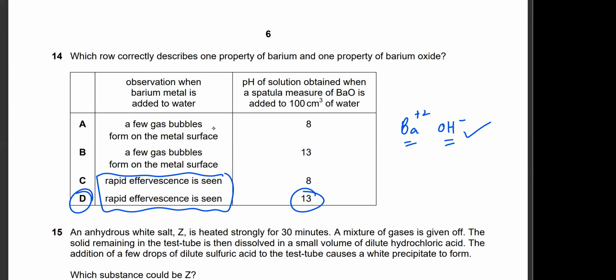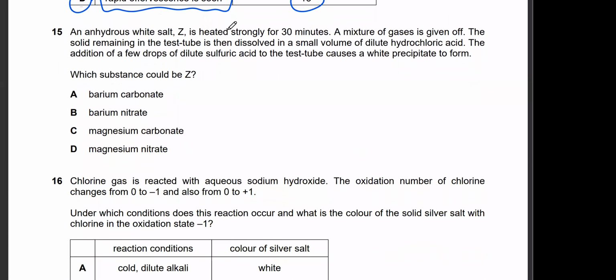Remember, regarding the solubility of hydroxides, at the top, magnesium hydroxide or oxide does not dissolve. So its pH is almost neutral, slightly greater than 7, around 8 to 9. But when you move down the group, they dissolve in water and produce a lot of OH- ions when they dissociate. So hydroxides become more soluble down the group. Now question 15.